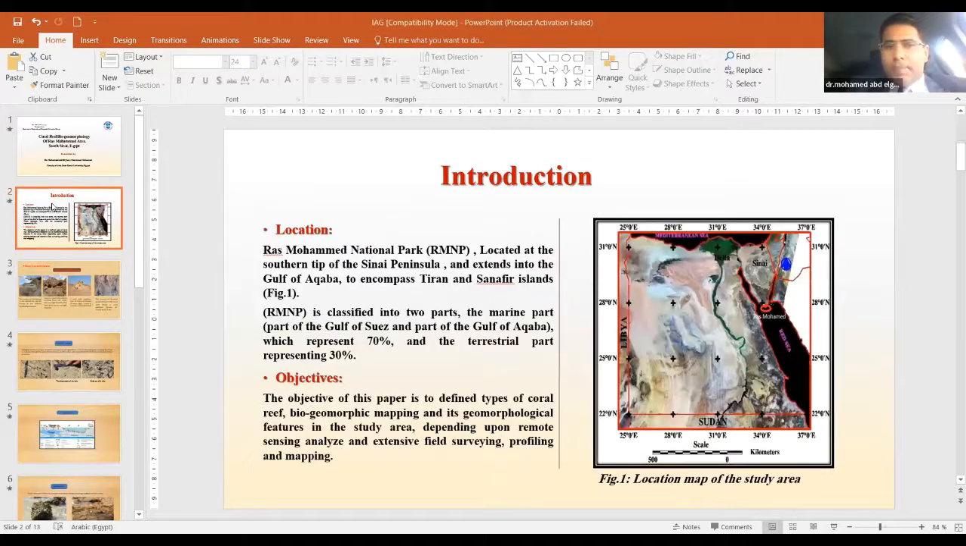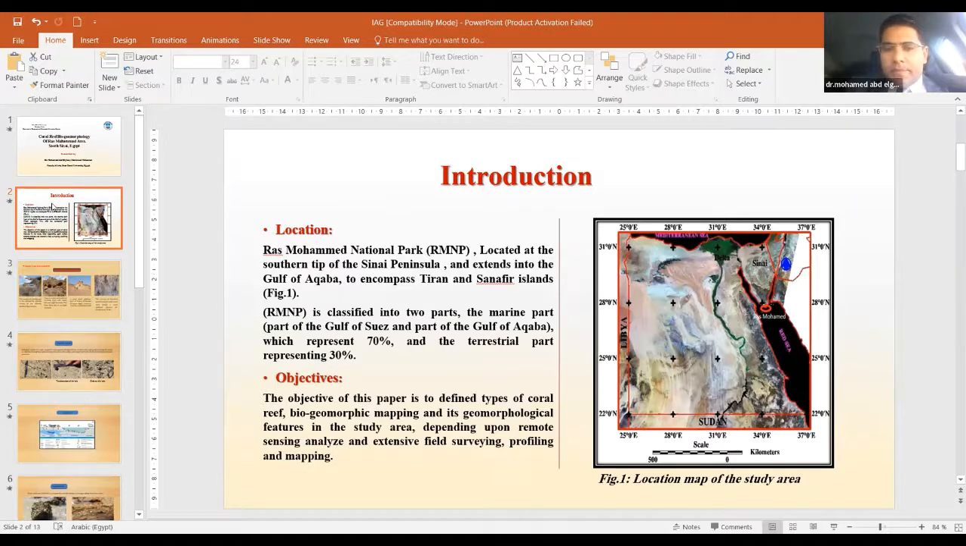Introduction, location: Ras Mohammed National Park is located at the southern tip of Sinai, Egypt, as it extends into the Gulf of Aqaba and the Tiran and Sanafir islands. It is classified into two parts, the marine part, part of the Gulf of Suez and part of the Gulf of Aqaba, which represents 17%, and the land part represents 13%.